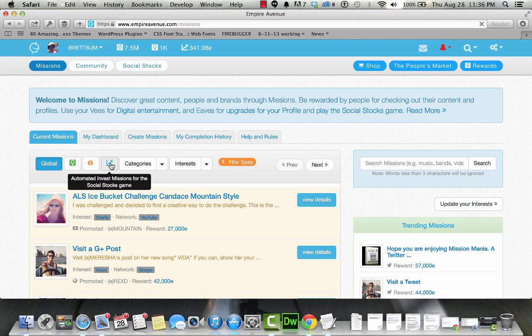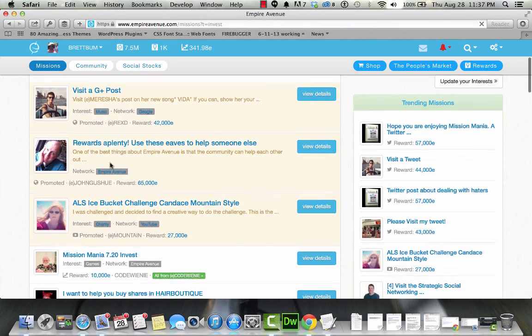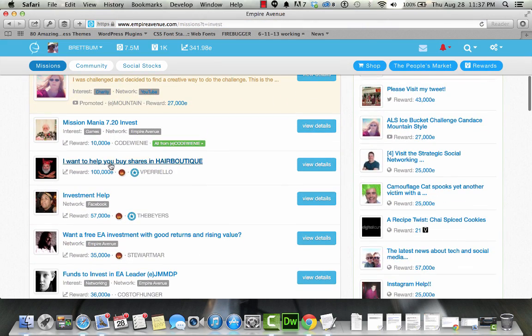Just as a refresher, I'm going to hit the invest button to filter down all the missions so that I only see the investments. And this time I'm going to scan through these. Sometimes I do a lot of missions, sometimes I don't. It depends on how much time I have. I could play apps on my iPad, or I could do this. I sometimes play Empire Avenue as opposed to doing other more viral types of activities, just because this actually helps me stay focused on my business.